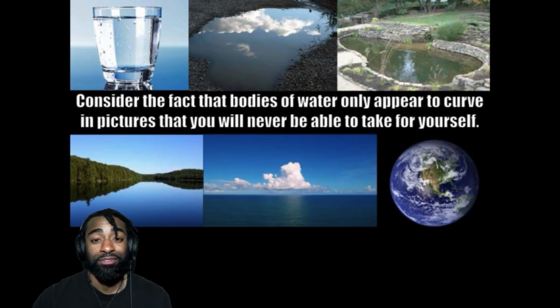This is one of my originals from a while back, and this is just to get you thinking about this stuff, the simplicity of where we are. Whether it's water in a glass, whether it's in a pond, a puddle, in a lake, or on the ocean, the surface is always flat and level. You need to take into consideration the fact that bodies of water only appear to curve in pictures that you will never be able to take for yourself. And that's the pictures of the entire globe. Chances are you're never going to go to space and be able to snap that picture. Neither am I. But what we know in our reality is that the surface of water is always level.